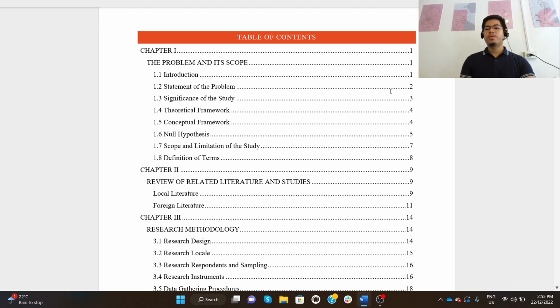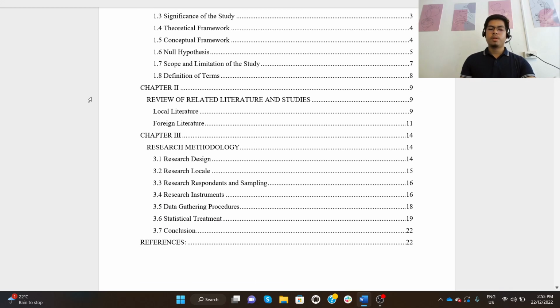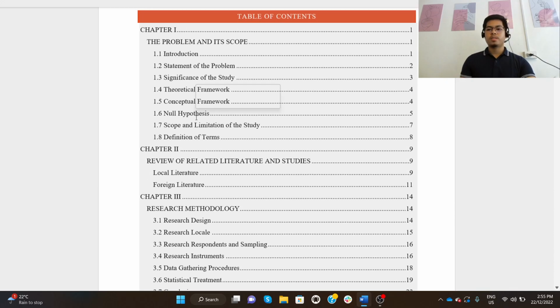So here's the overview of my research. I have here the table of contents. So it's composed of three chapters. We have chapter one, the problem and its scope. Chapter two, review of related literature and studies. And lastly, chapter three, research methodology. So this is only composed of three chapters as instructed.